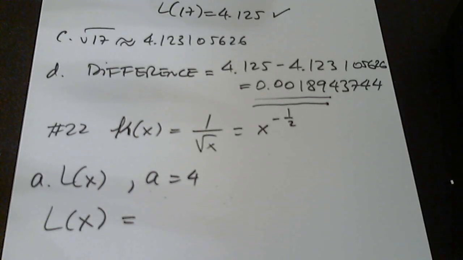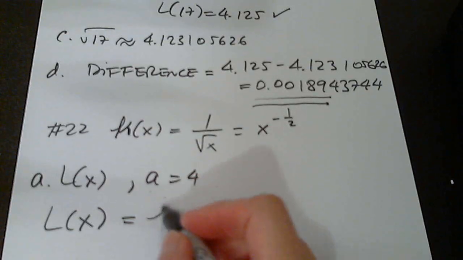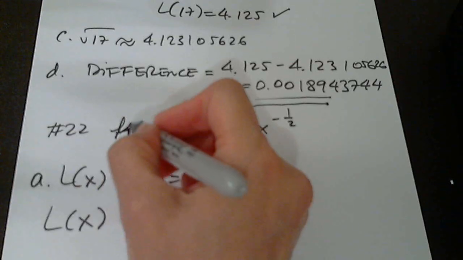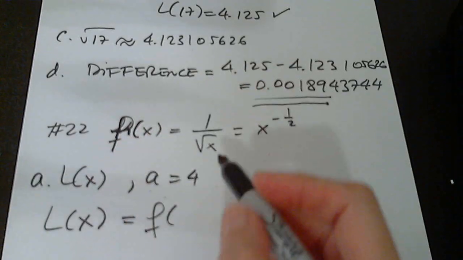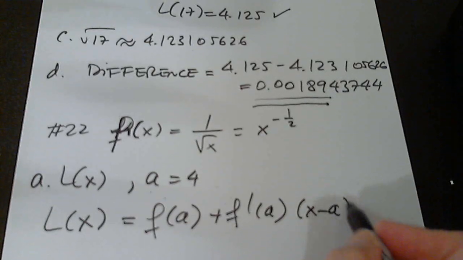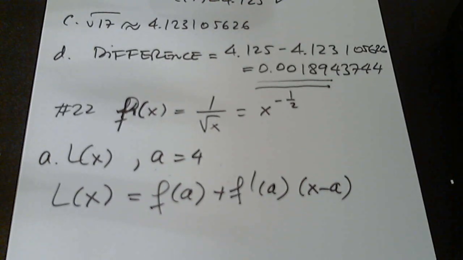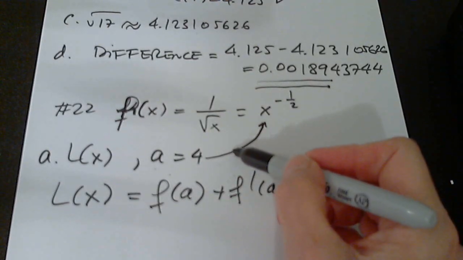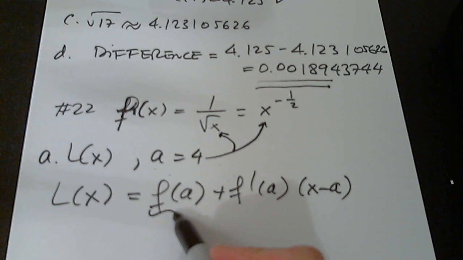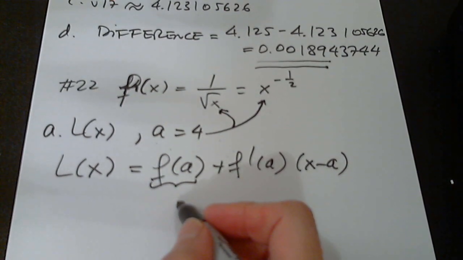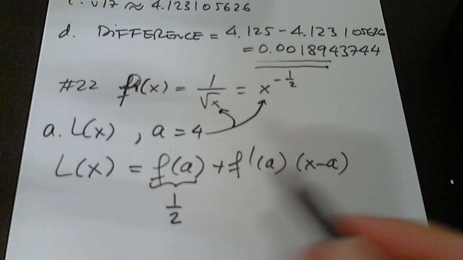Is it 0.5? So we have f of a, I'm sorry, k of a. I'm going to change this into f of x. So f of a plus f prime of a times x minus a. Good. So when we plug in 4 here to get f of a, can anyone give us f of a? Is it 0.5? Yes, 1/2, very good.